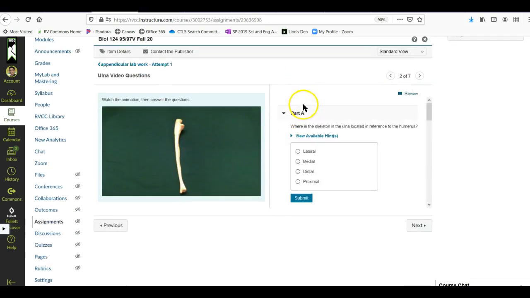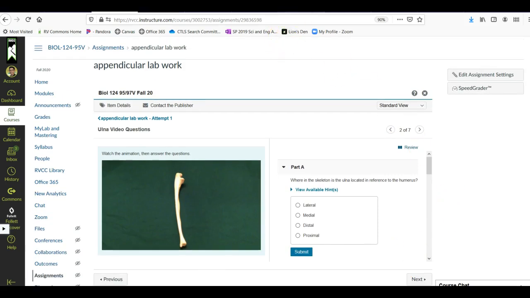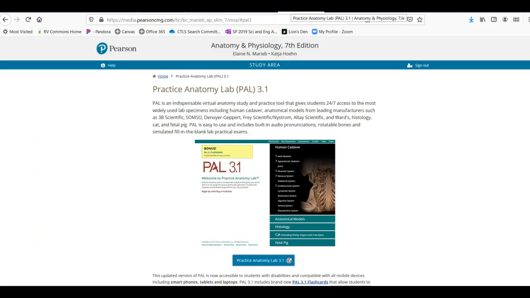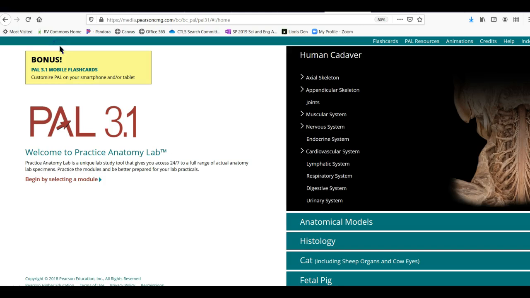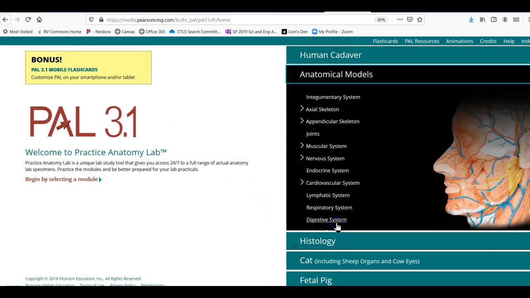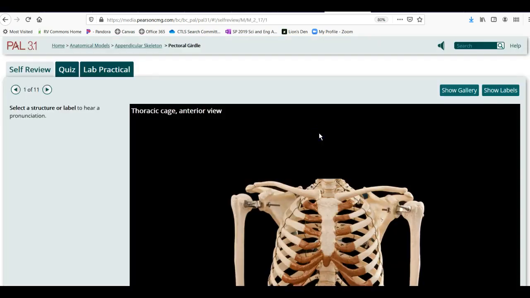Also, I should point out, sorry, I'm in such a hurry today and I don't know why. Again, if you are looking for a way to study this, Practice Anatomy Lab is going to be your friend again. So if you go to Anatomical Models, Appendicular Skeleton, it's got everything broken down by different parts of the body. We can start with the pectoral girdle. That's clavicle and scapula.